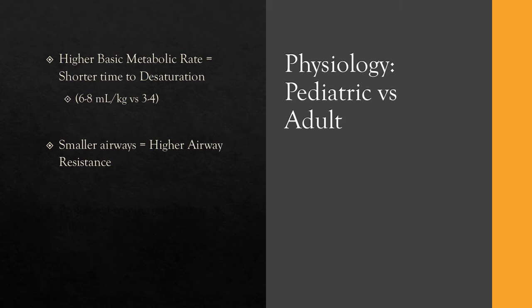Smaller airways equal higher airway resistance. We can see this in Poiseuille's law. The smaller the airway, the higher the resistance to the fourth power. So even a small amount of inflammation in a pediatric airway will result in much, much higher airway resistance than in an adult. These features, along with increased rib compliance, eventually result in respiratory failure when respiratory distress is prolonged.